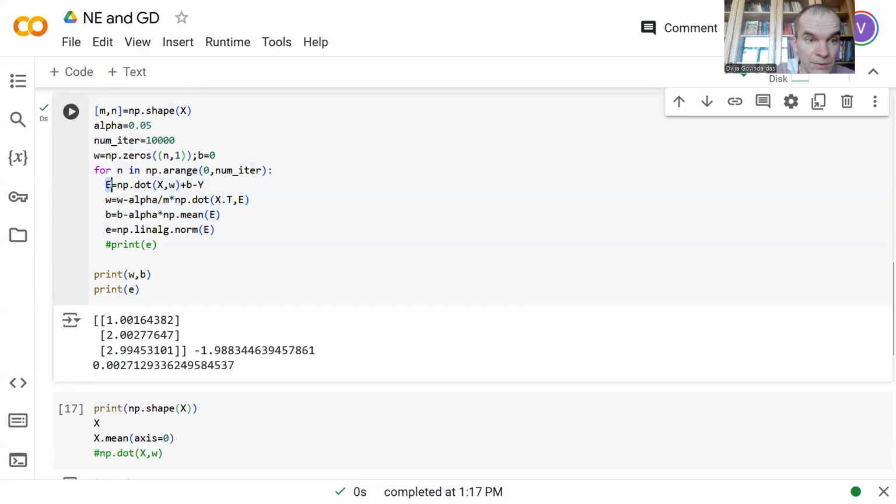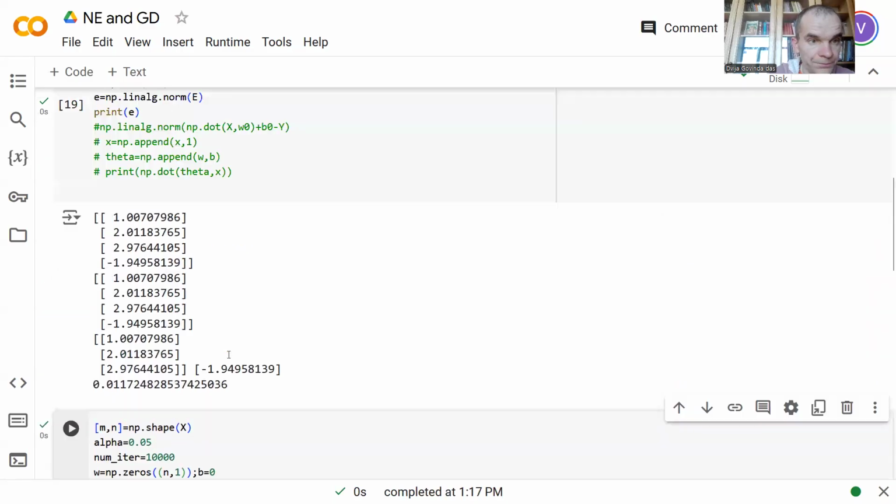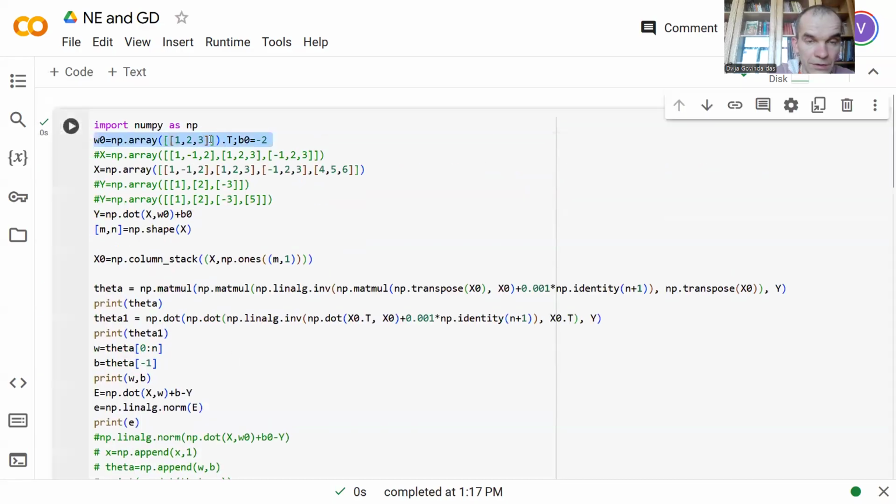We can calculate at each step the current error, which is the multiplication of matrix X and vector W plus B. This is like a prediction, minus the vector of target values Y. Now we can update W, we can update B, we can, if you like, calculate error, and finally we have our desired vector exactly 1, 2, 3, and minus 2, and b is equal to minus 2, which I artificially selected beforehand. So just to demonstrate this artificial example.